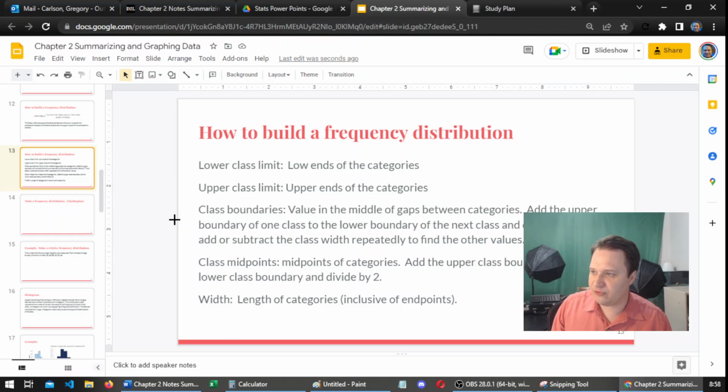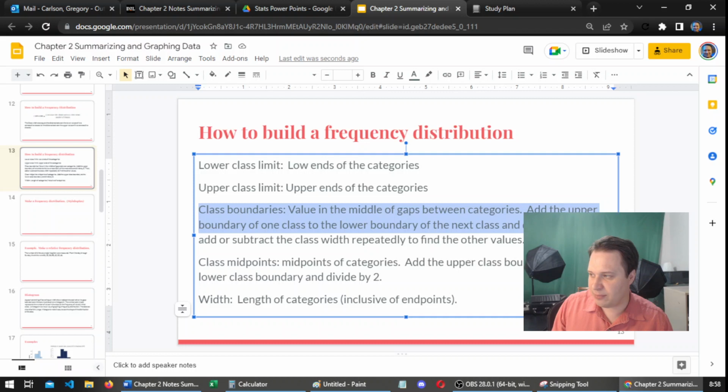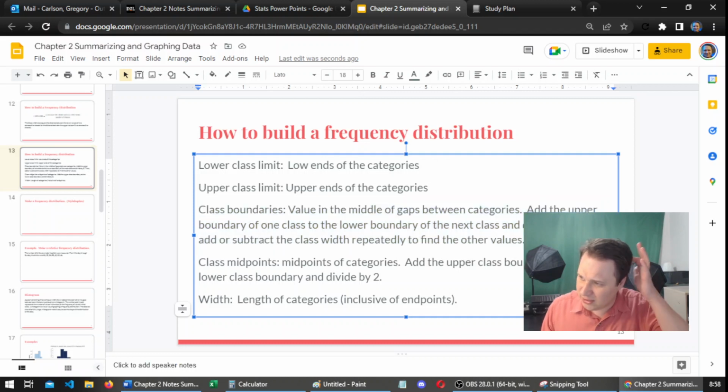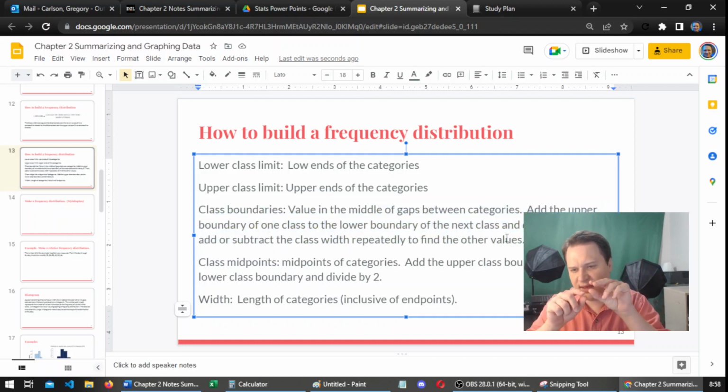So the way you build a frequency table, the low class limit is the low end of the categories. The upper class limit is the upper end of the categories. I'll show you how to calculate the class boundaries because that's actually a little bit tricky. But basically, you just want to take your lower value and add the class width every time. And then you want to take your upper value and add the class width every time. That's the easiest way to do it.